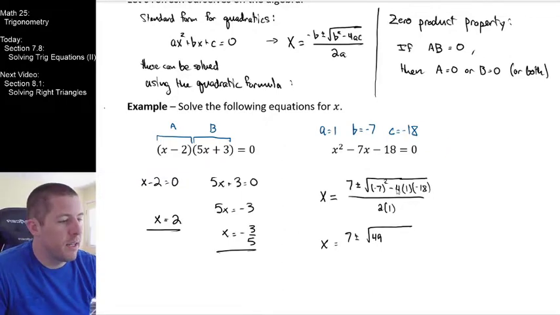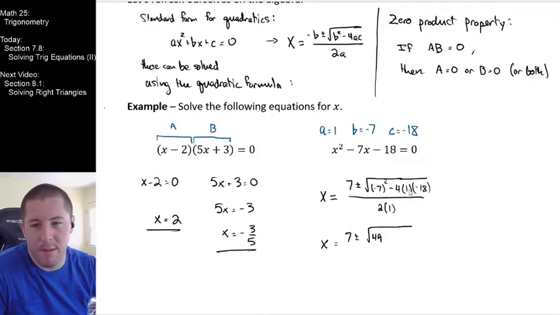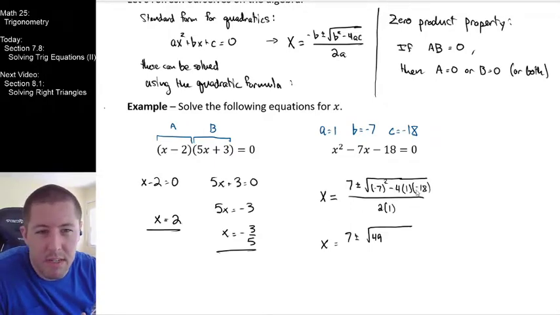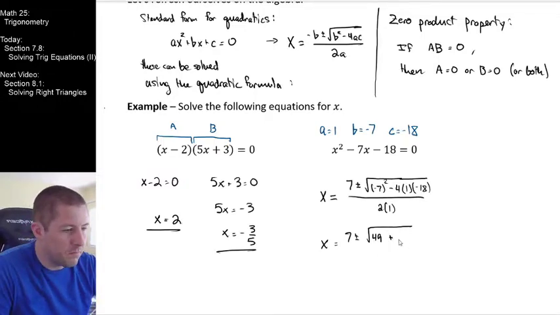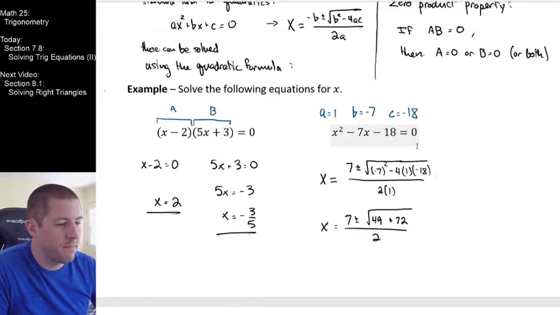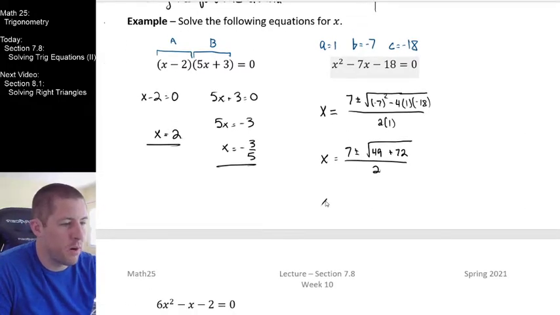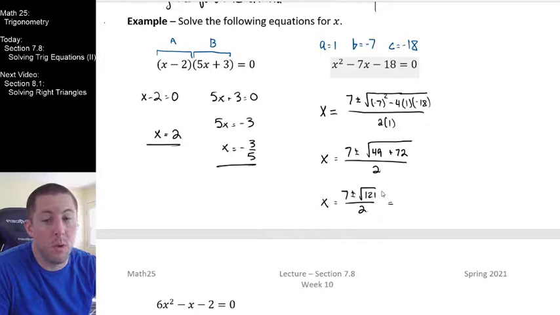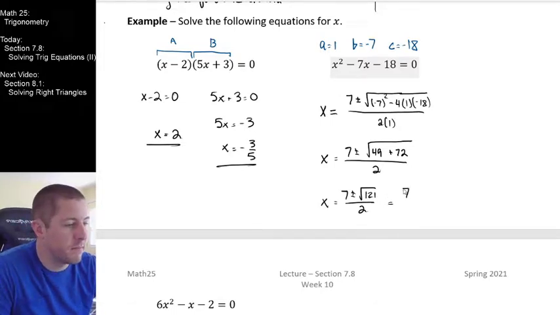Our other term here, notice there's 2 negatives. -4, nobody cares about multiplying by 1, times -18 is going to be a positive, what, 72? All divided by, and that's just 2 down there. Now, 49 plus 72 is going to give me 121. And I actually know what the square root of 121 is. Quick trip to your calculator is going to tell you that the square root of 121 is 11.